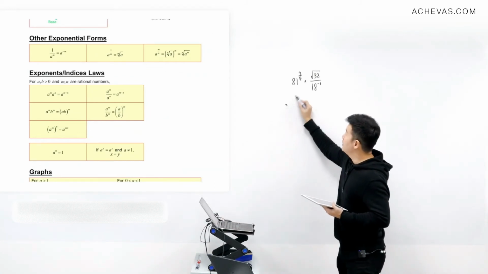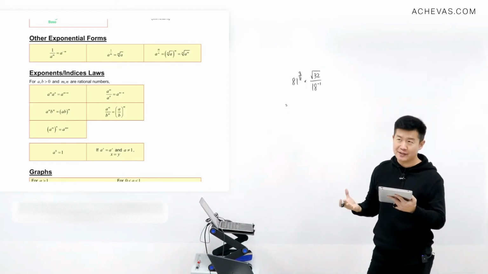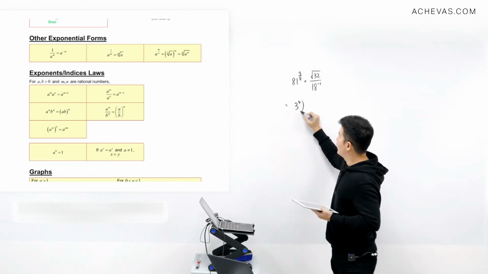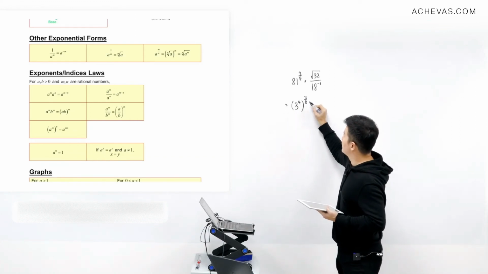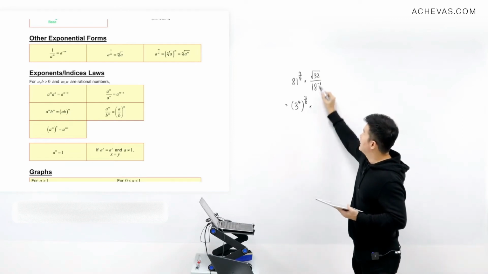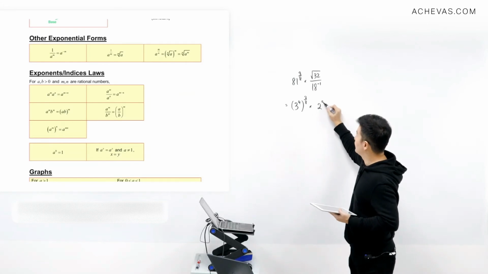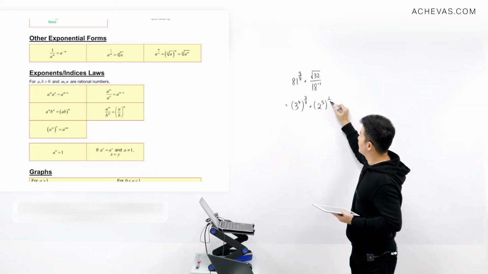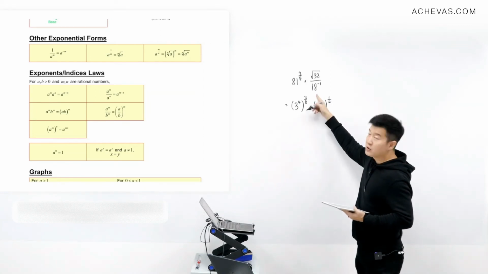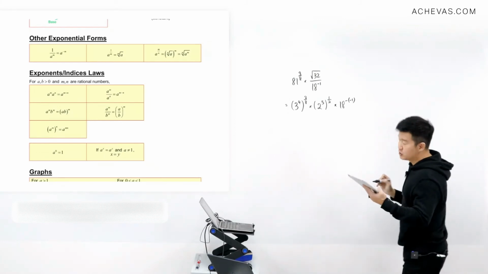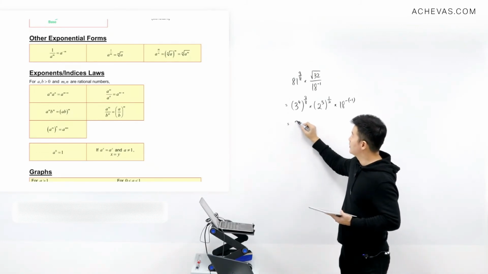So 81, we can re-express this into an exponential form. 81 is like 3 to the power of 4. So we have this to the power of 3 over 8. And 32, we can also re-express into an exponential form, which is 2 to the power of 5. And this is square root, so I'm going to power this to 1 over 2. And then 1 over 18 to the power of minus 1, we're going to rewrite it as 18 to the power of minus 1.